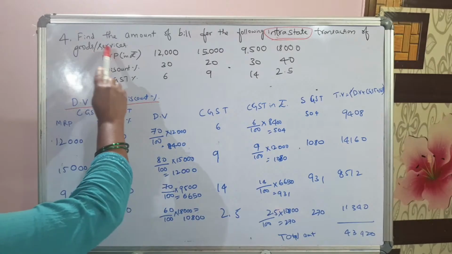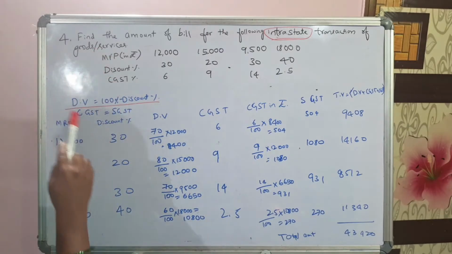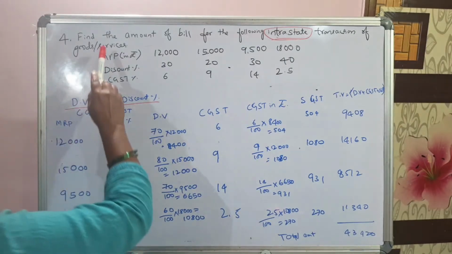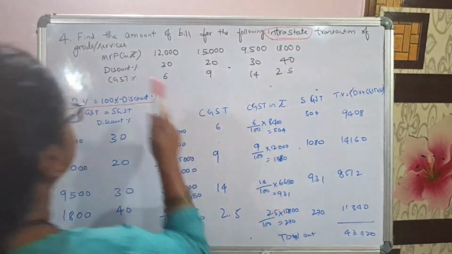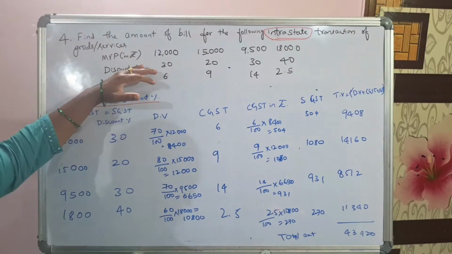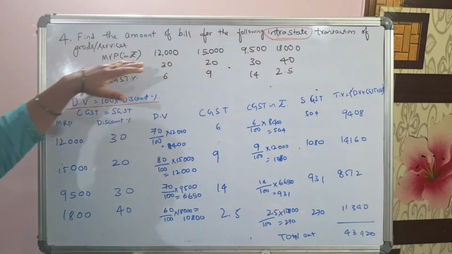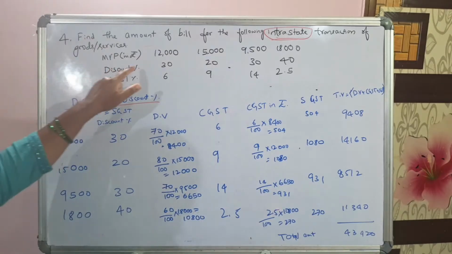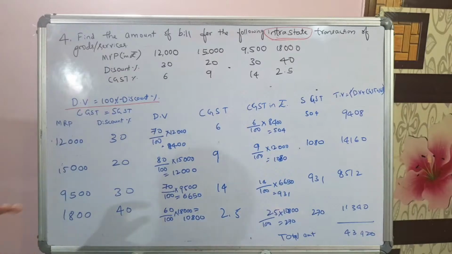Okay, in the fourth question, we have to construct a table. Find the amount of bill for the following intrastate transaction of goods and services. They have given the MRP, that means the price of goods, discount percent and CGST amount.